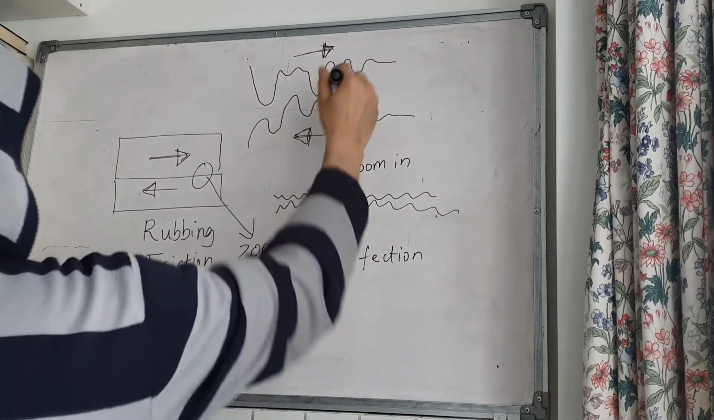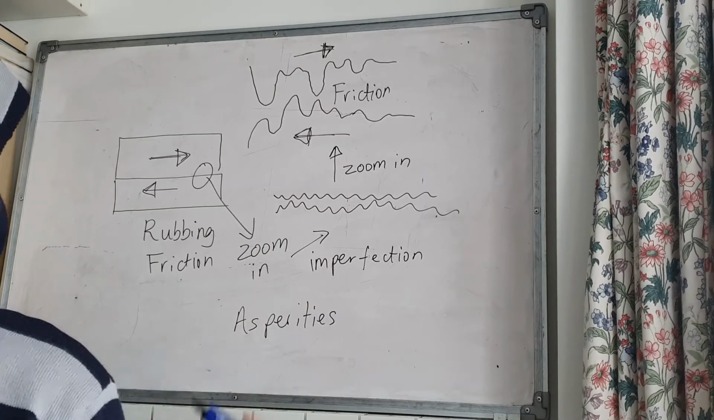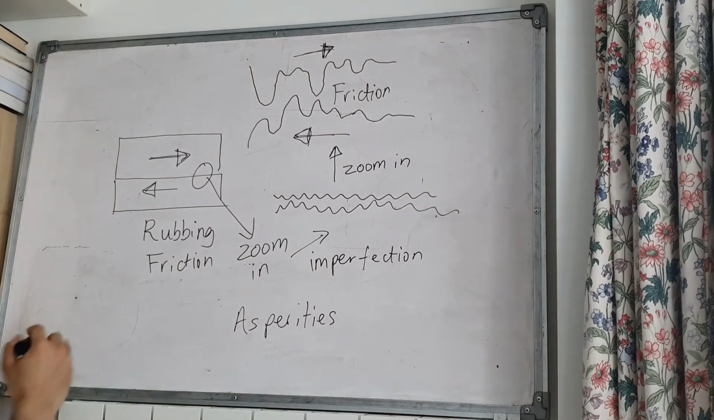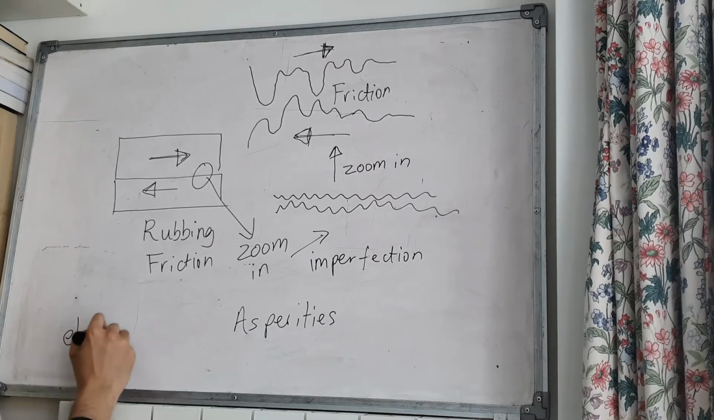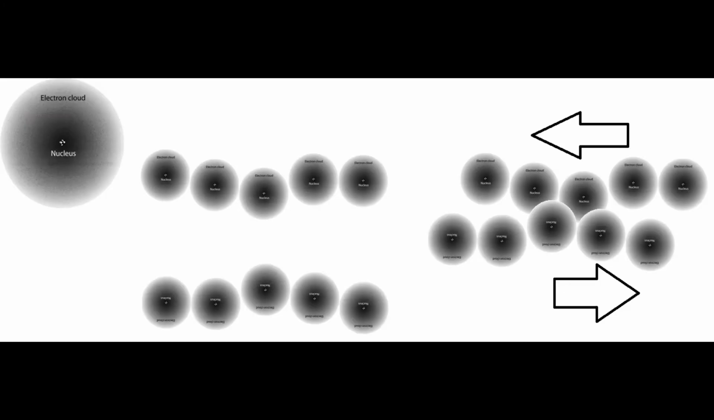when there is friction, you affect the electrons. So the electrons are affected. For this diagram, you've got an atom, a nucleus, and the electron cloud. This is not the Bohr model. This is the Schrodinger model, the quantum model, where you've got probability of electrons. Here you've got the electron clouds of one object and the electron clouds of the other object.